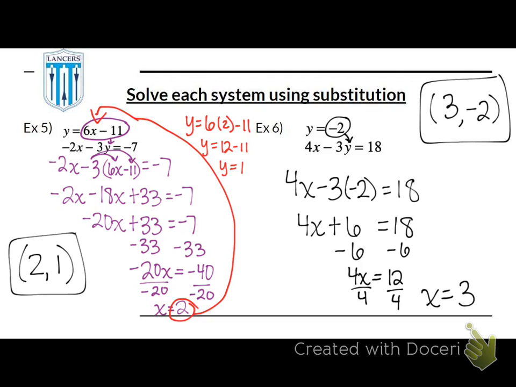Questions about example 6? Need more time with it? Moving on.